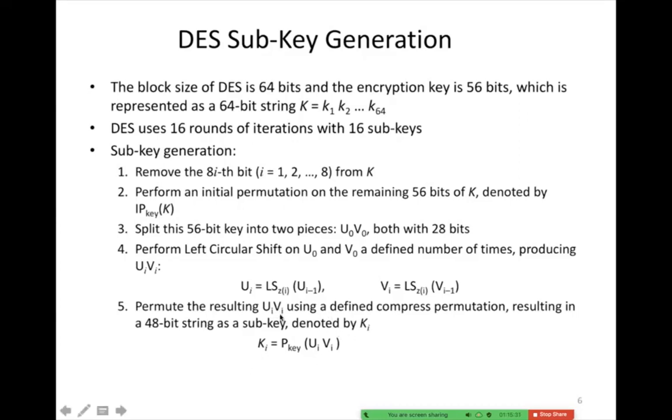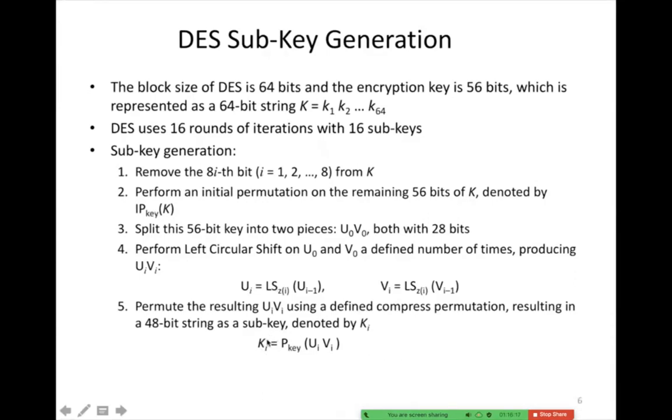It was a 56-bit input, so you want to produce a 48-bit output as a substring. So this is a compression function. The input here has 56 bits, and the output is 48 bits. So you need to compress a little using a predefined function, P sub key. Again, the actual definition for this, you can find it on page 56. And IP sub key is given on page 53 in your textbook.